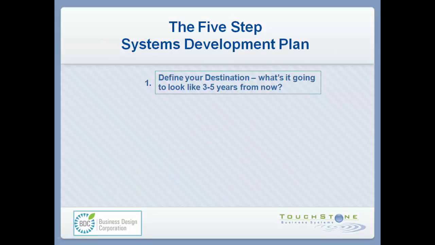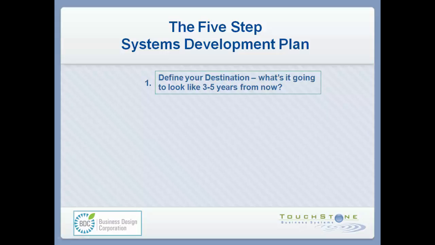The 5-step systems development plan has been developed after having worked with hundreds of entrepreneurs, helping them to organize and implement the processes in their businesses. We use the plan to discover, prioritize, document, implement, and manage all of the processes in a business. I'll start by quickly walking you through the 5 steps, and then I'll come back and look at each step in detail. The first step isn't about systemization at all.